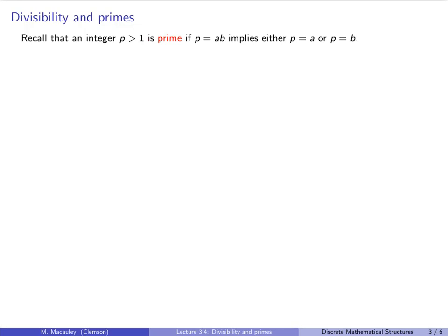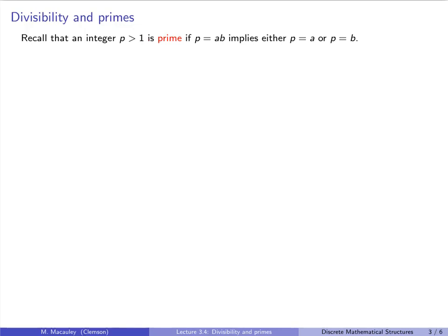Let me now turn our attention back to prime numbers, something that you're familiar with, I'm sure, from grade school. And also, if you watched earlier lectures, I think I introduced a formal definition a few lectures ago. So recall that an integer p bigger than 1 is prime, so we're right away excluding 1 from being prime. Also, we're excluding 0 and negative numbers from being prime. If p equals a times b implies either p equals a or p equals b. This is probably not the definition that you were given in grade school.